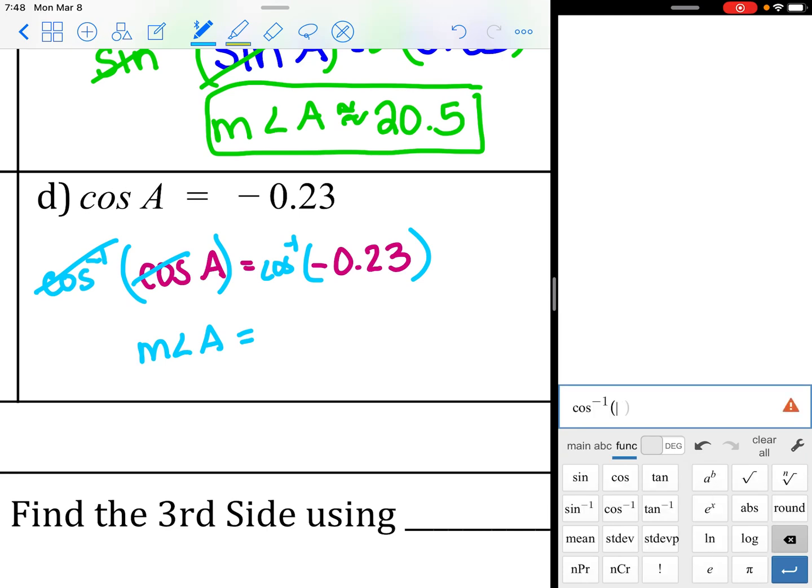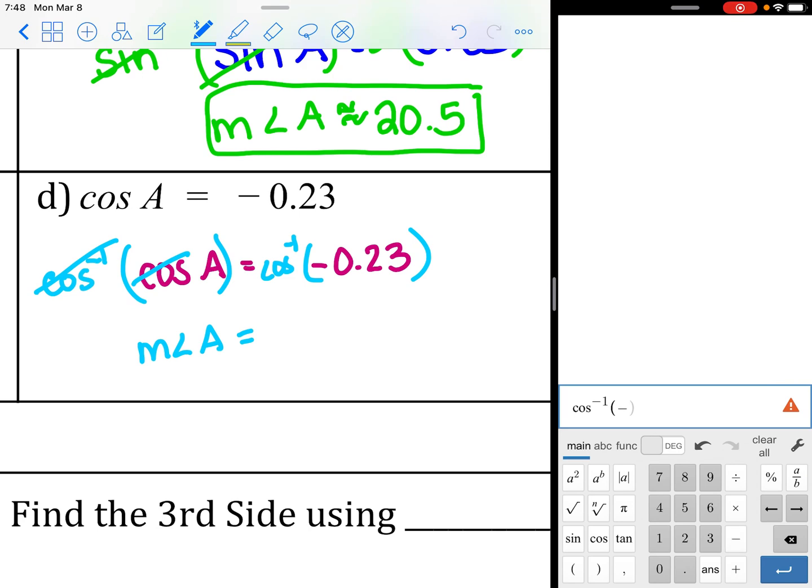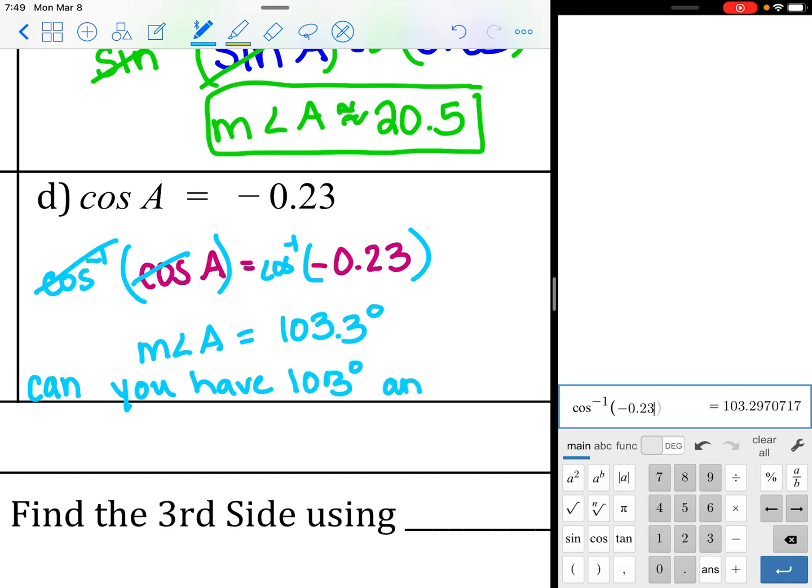So this one is the inverse cosine of negative 0.23. All right, so notice that this one gives me a 100.3 degree angle. So let's ask a question about if this makes sense. So the question is, if I'm working with right triangles, can you have a 103 degree angle in a right triangle?